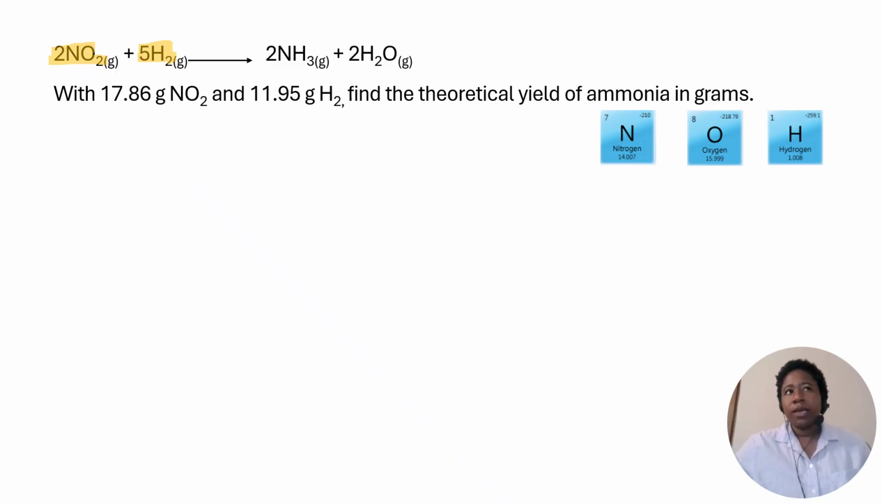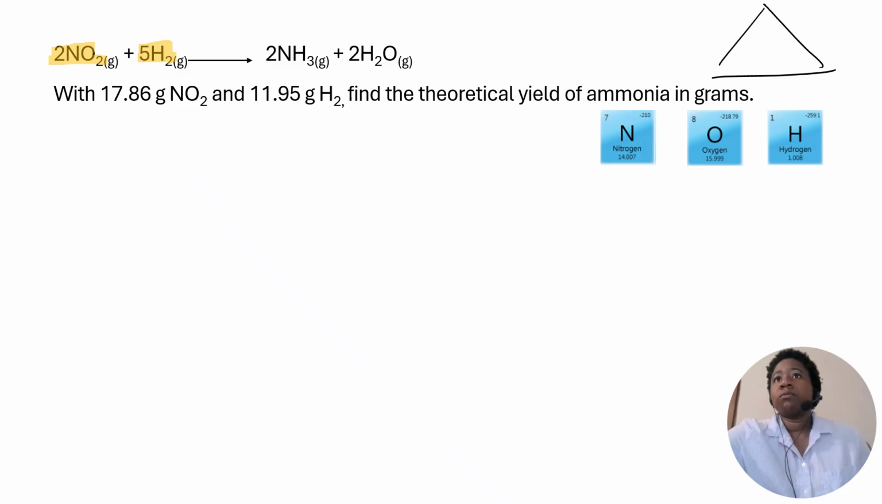But even before we calculate the moles present, we have to calculate the molar mass of each reactant. And we could use our triangle where moles is equal to mass over molar mass. And I'll include the multiplication sign and the division so you could see. All right, so let's calculate the molar mass of nitrogen dioxide.